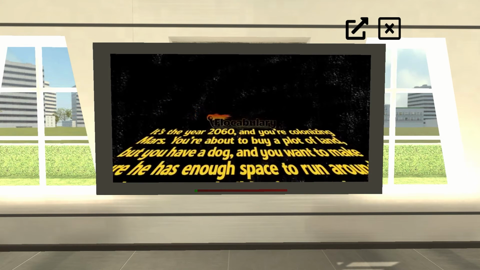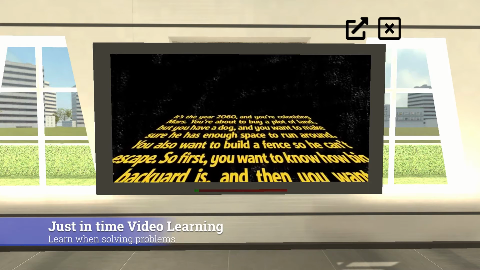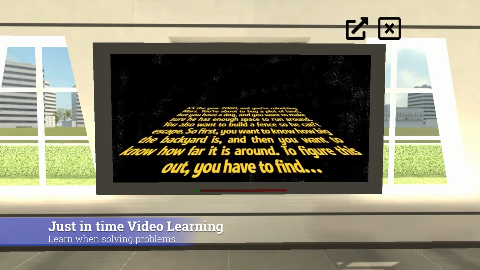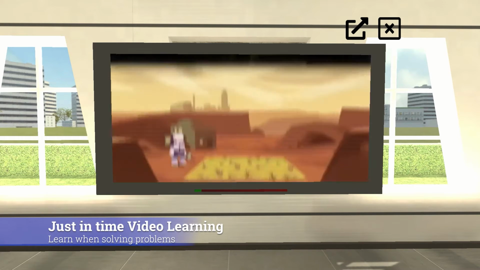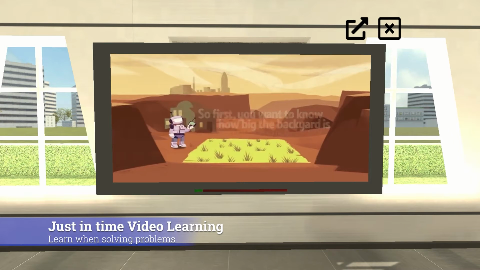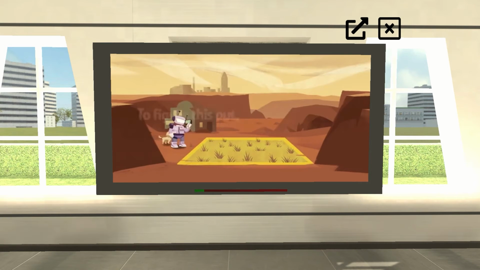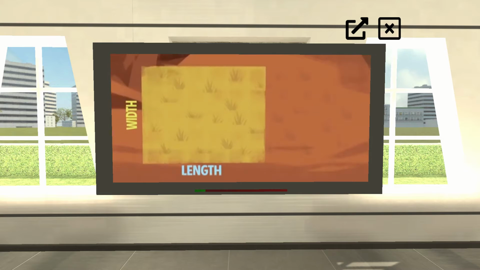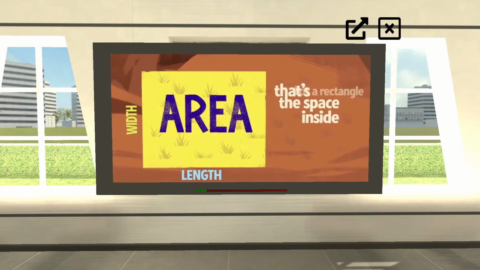It's the year 2060 and you're colonizing Mars. You're about to buy a plot of land, but you have a dog and you want to make sure he has enough space to run around. You also want to build a fence so he can't escape. So first you want to know how big the backyard is, and then you want to know how far it is around. To figure this out, you have to find the area, that's the space inside.